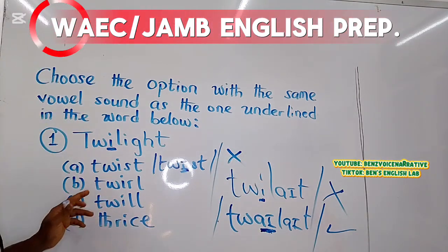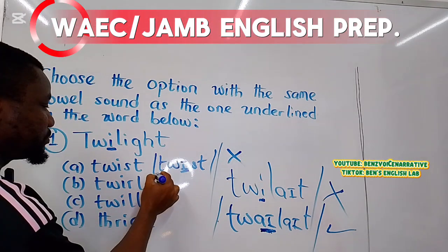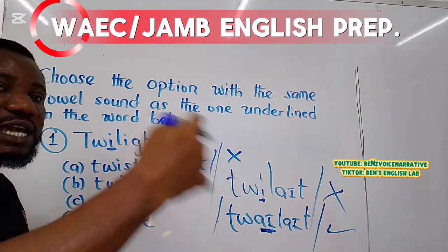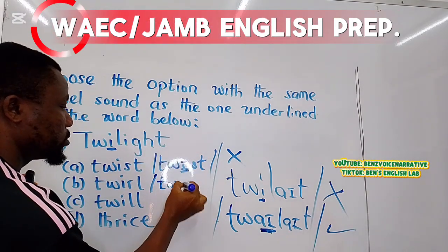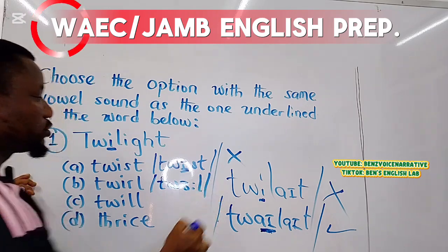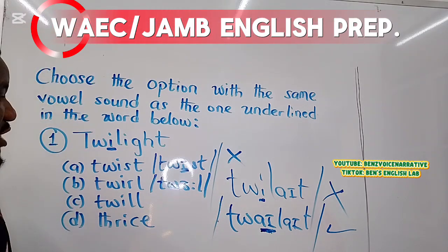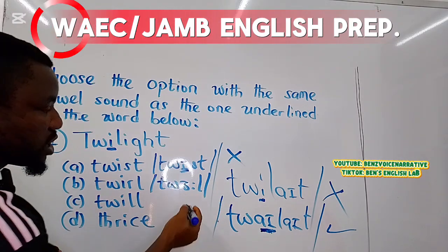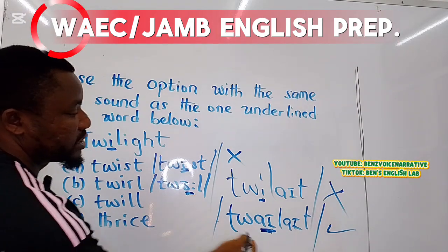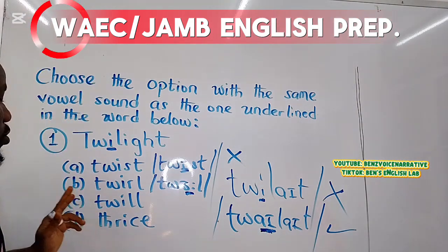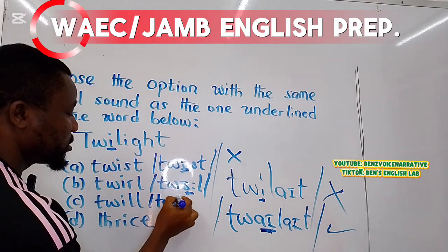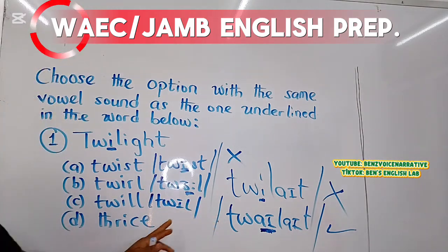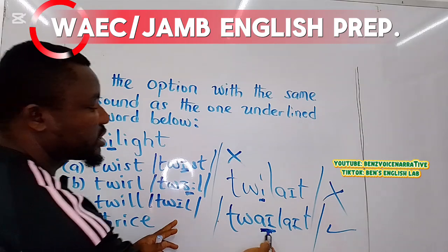So we come to this one. This is twirl. For something to circle around another thing, very quickly. Twirl. Right, so this is also very wrong. Why? We have a different vowel instead of I. So option C is twill. This is what we have here, right? So it's still not the I sound.